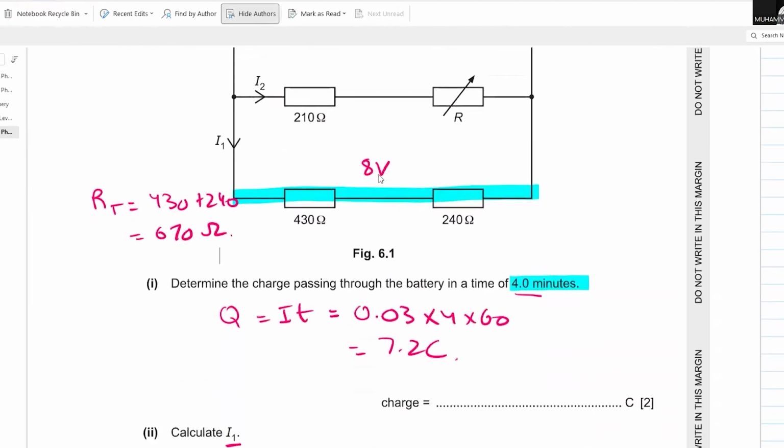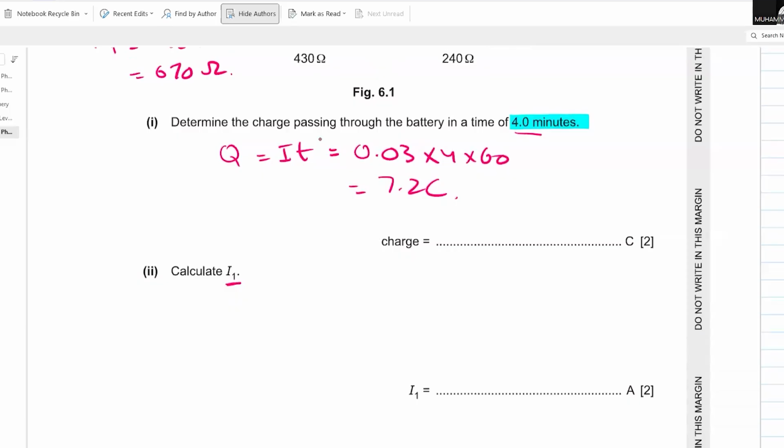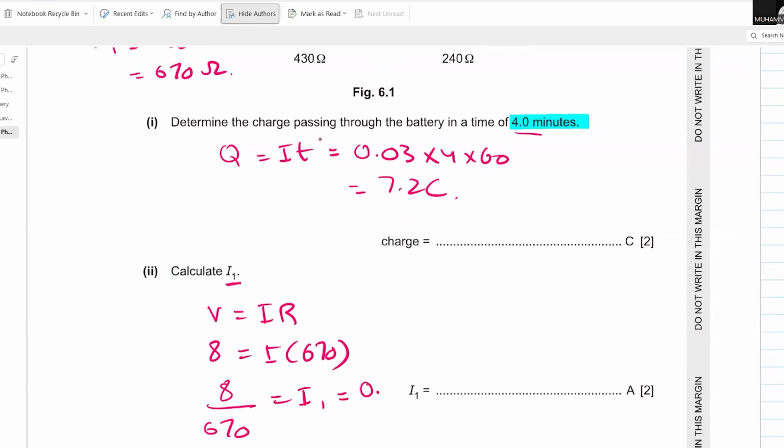The voltage in this branch is 8 volts. Can I calculate current I1? Yes, V is equal to IR. Voltage is 8, total resistance 670. 8 divided by 670 is your current I1. Current I1 comes out to be what? 0.012 ampere is your current.